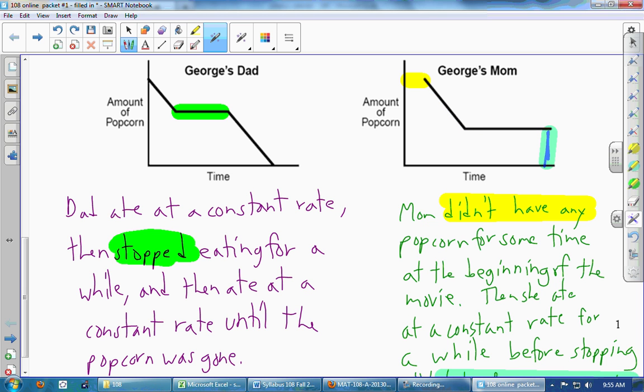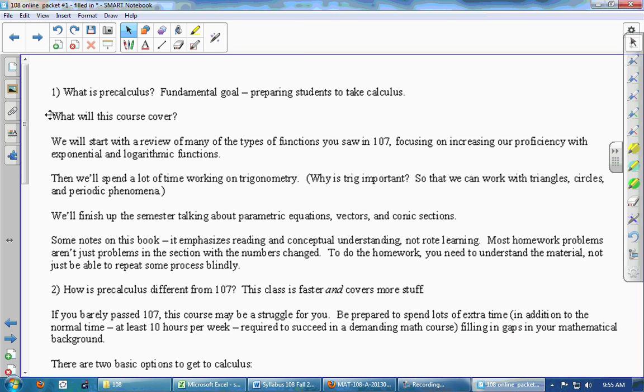So lots of variations on these themes are fine. You don't have to have them word for word, but the idea here is to kind of warm up and analyze these graphs. Next page.